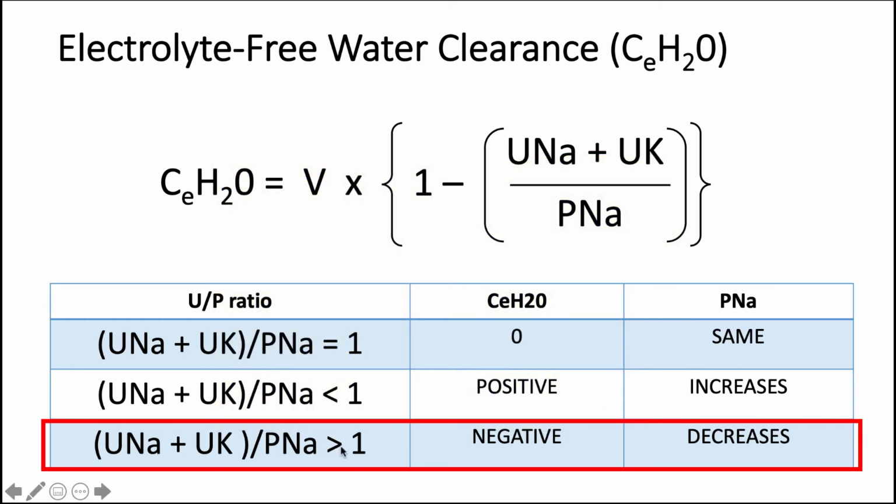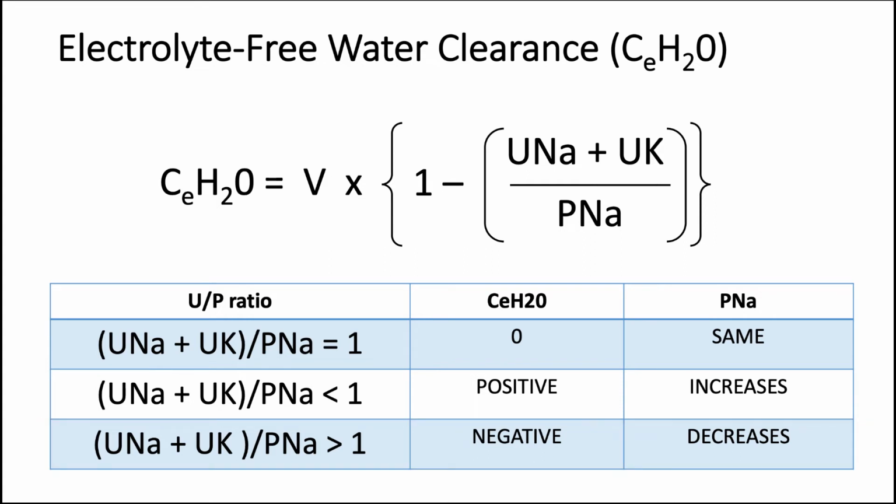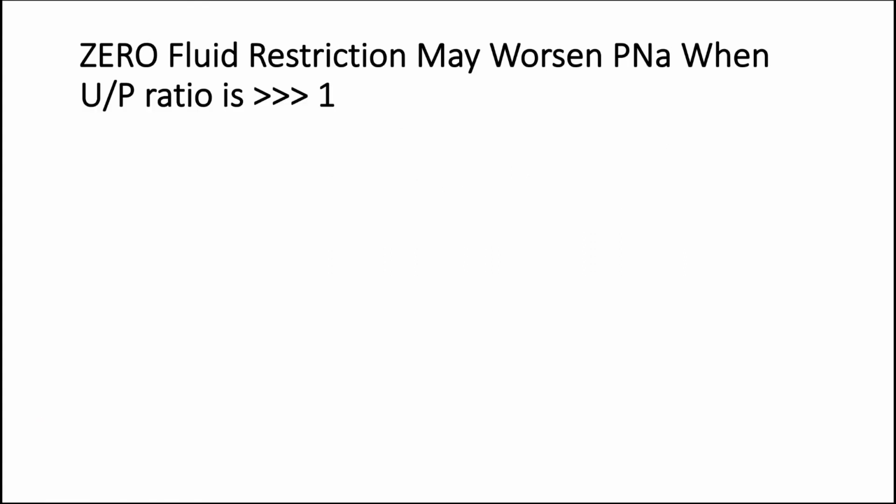And unfortunately, again, this is the great majority of patients with SIADH. They have a UP ratio that's greater than 1, they have a negative free water clearance, and the plasma sodium will go down. Even if you put the patients on 0 fluid restriction, it's possible that the sodium will go down. And I'll give you an example of that. So, 0 fluid restriction might worsen plasma sodium when the UP ratio is much greater than 1. So let's do an example.